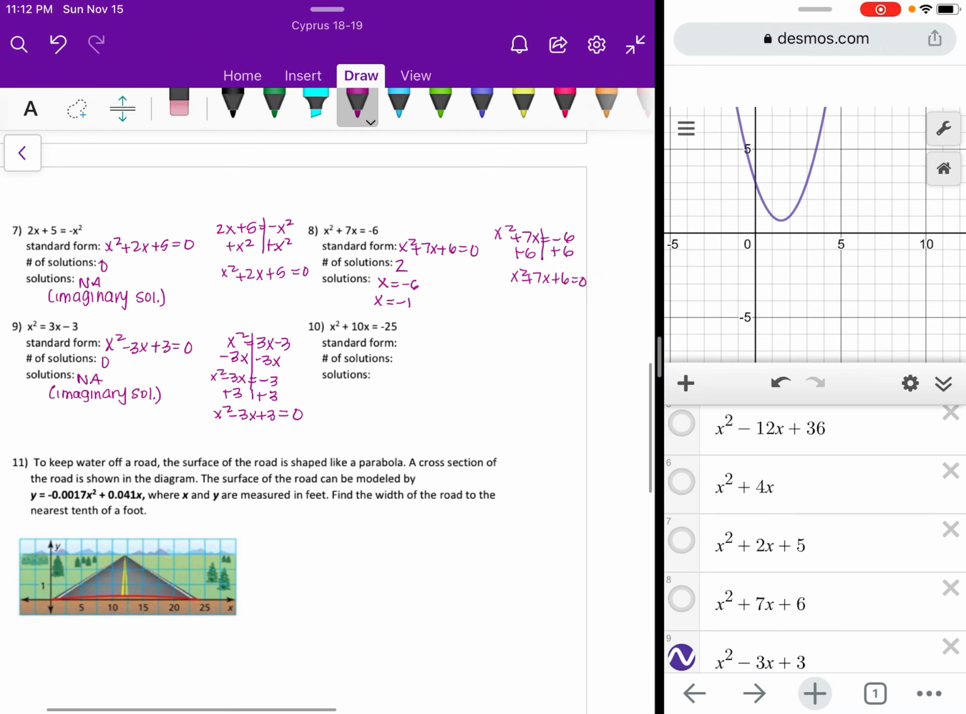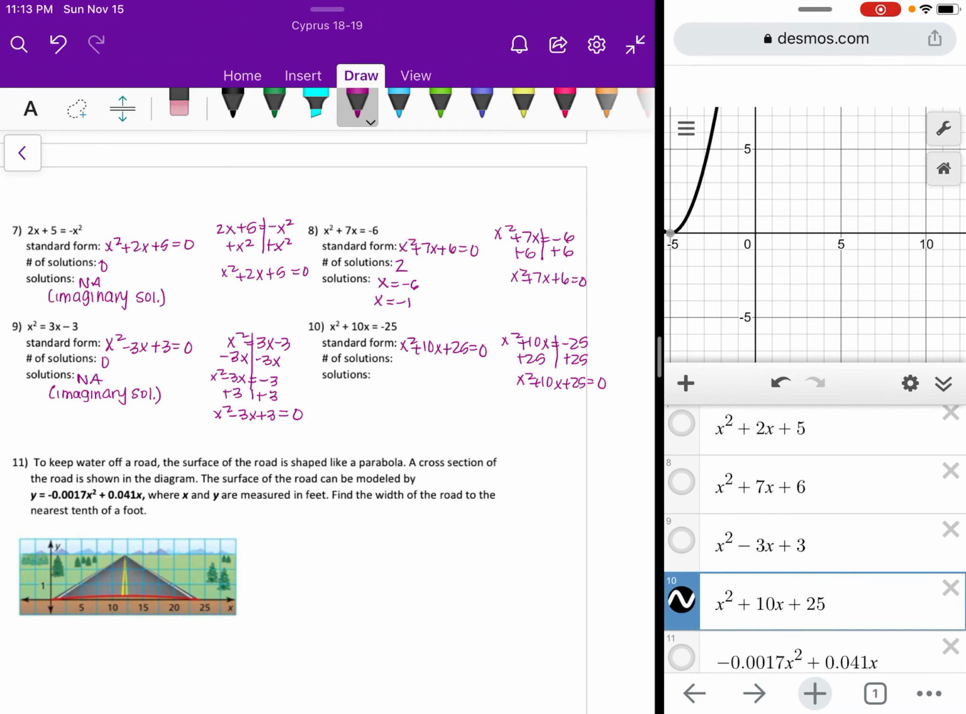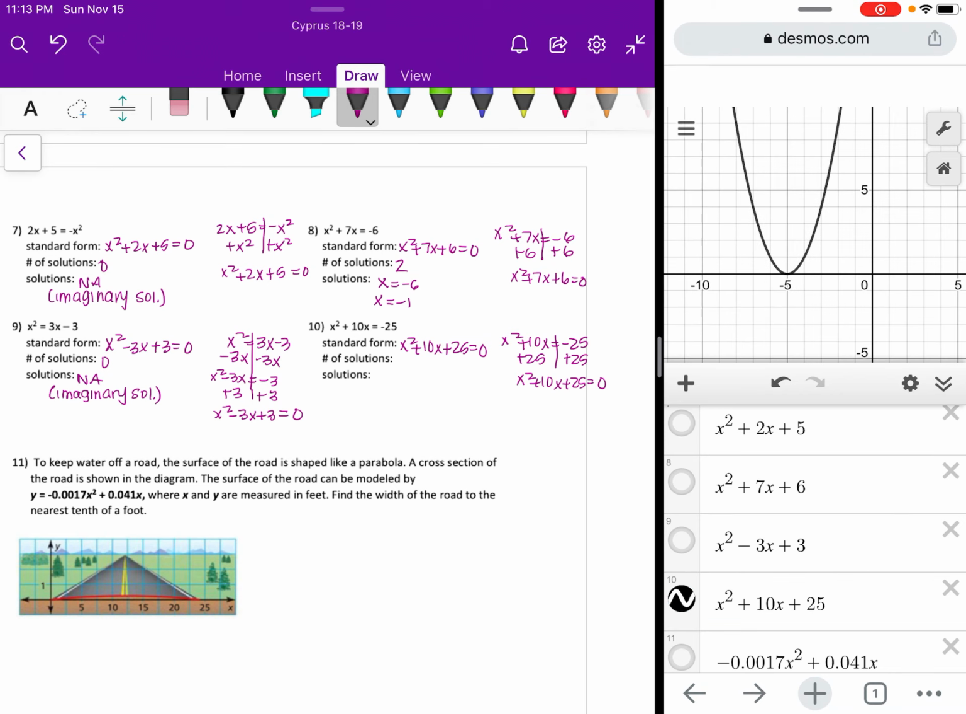Okay. Last one of these examples. We have x squared plus 10x equals negative 25. Add 25 to both sides. We end up with x squared plus 10x plus 25 equals 0. And if I graph that on my Desmos over here, you can see that parabola barely touches that x-axis in one spot. There's one solution, x equals negative 5.